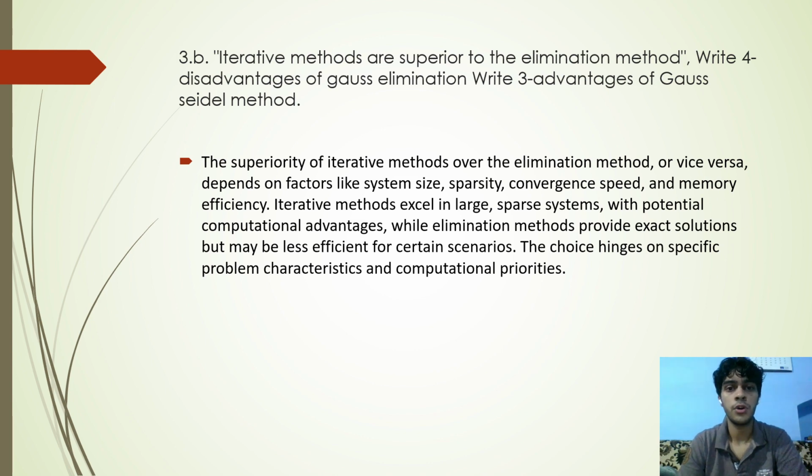The superiority of iterative methods over the elimination method or vice versa depends on factors like system size, sparsity, convergence speed, memory efficiency, and so on. Iterative methods excel in large, sparse systems with potential computational advantages, while elimination methods provide exact solutions but may be less efficient in certain scenarios. The choice hinges on specific problem characteristics and computational priorities.